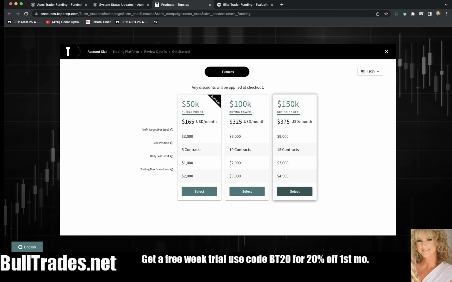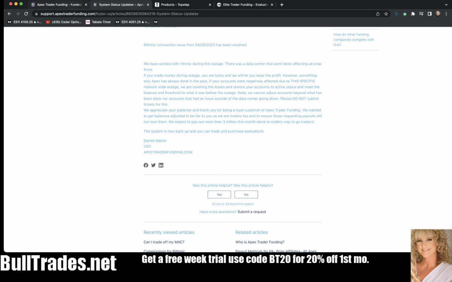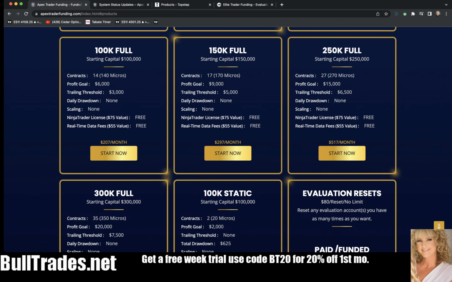Top Step is 90%. And I think it's after the first 12.5. Like I said, I passed it more than a year ago, so I'm not 100% sure what it is now, but I feel like it's 12.5. Apex is the first 25 grand, and after that it's a 90% split. So there's some different things.